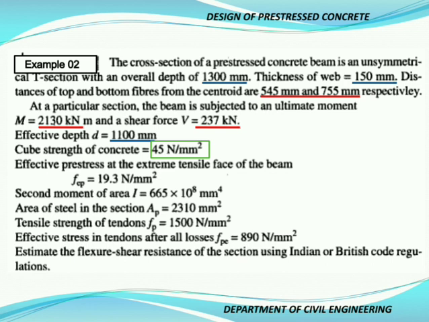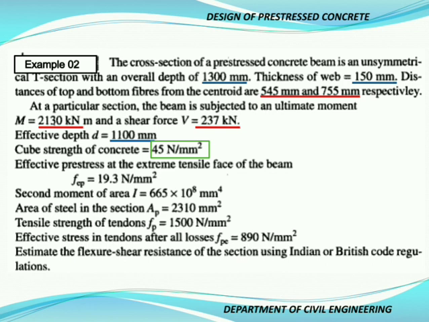Now, effective pre-stress at extreme tensile face of the beam, FCP. Note down, this value will be very important in the solution. FCP is 19.3 Newton per mm square. So we need not find the stress, directly it is given.